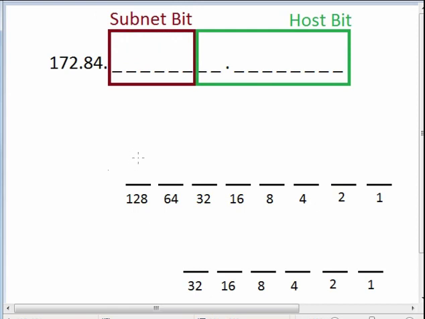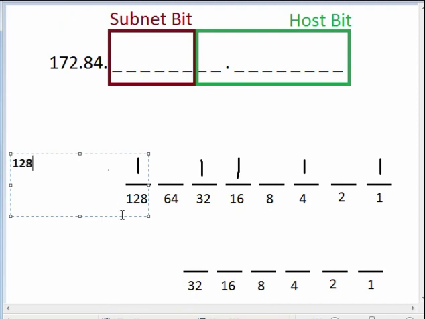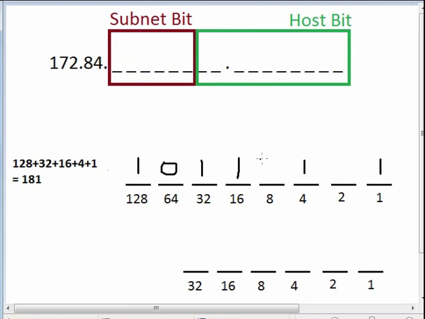Now 181. We need 128 plus 32 equal to 160, plus 16 equal to 176, plus 4 equal to 180, plus 1 equal to 181. So 128 plus 32 plus 16 plus 4 plus 1 equals 181, and the rest of the bits are 0. We take these bits and replace them here.